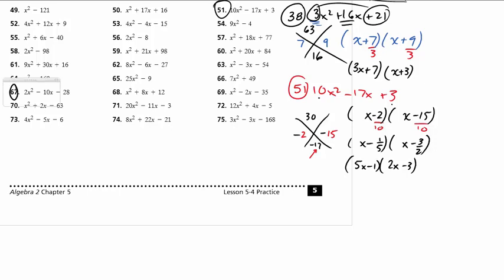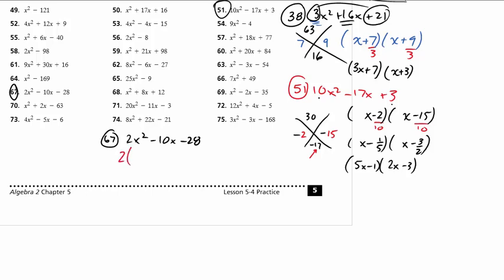Okay, let's actually look at 67 as well. That'll be our last one. So number 67 has an interesting situation. What I want to point out to you is don't forget to do your very first step. Your very first step is supposed to be checking for a greatest common factor. Now the greatest common factor here is 2.